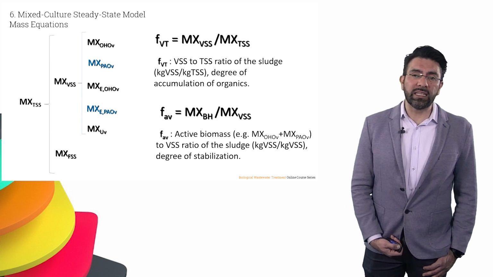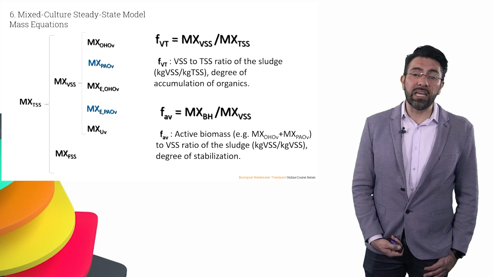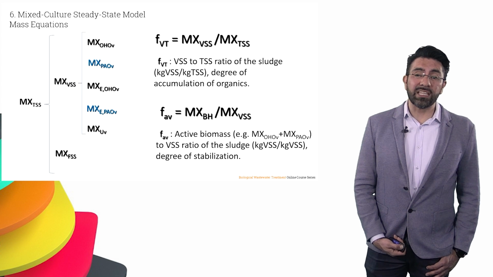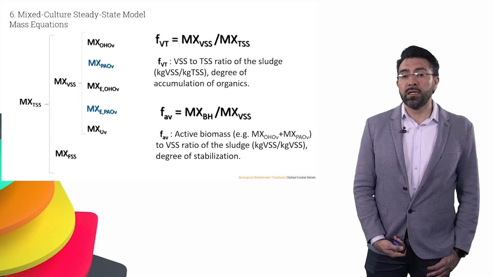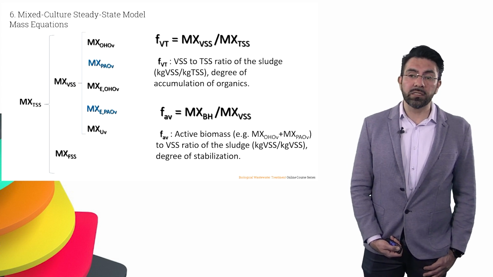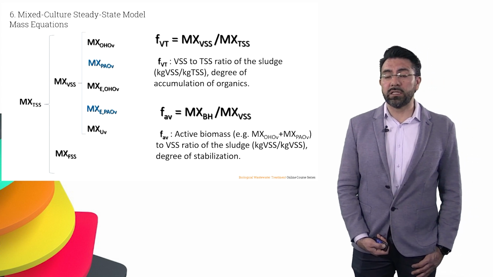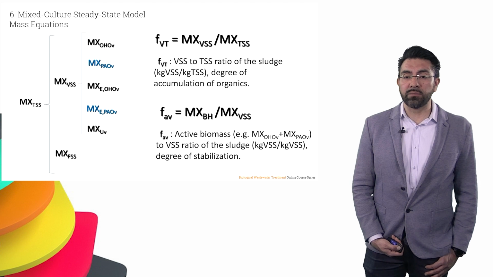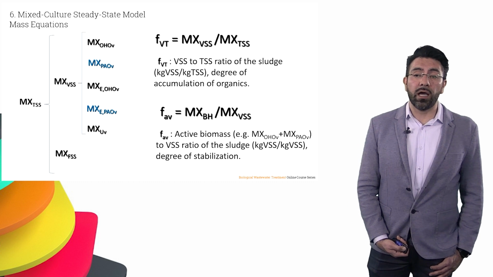Values lower than 0.2 indicate that the sludge contains less than one fifth of the total volatile suspended solids as living active organisms, so it's considered to be already stable, whereas values higher than 0.2 tell us that the fraction of active biomass in the system is higher than one fifth. Depending on the SRT, longer SRTs will tend to lead to higher FAV values, sometimes as high as 0.5. That will tell us that most of the sludge is composed of living active biomass.